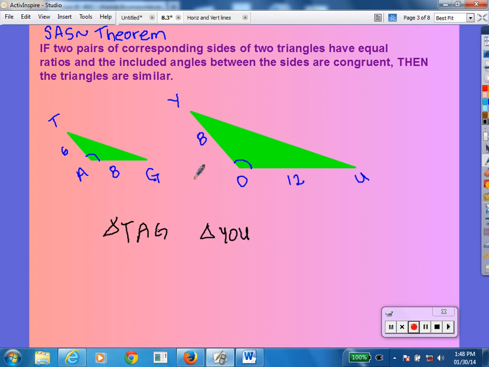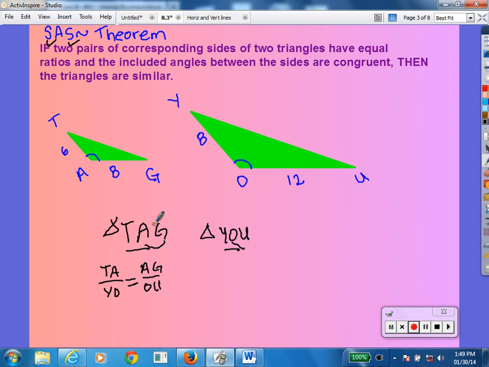Okay, so it says if two pairs of corresponding sides of two triangles have equal ratios, so TA and YO, TA over YO should equal AG and OU, AG and OU. That should be a true statement, and that'll give me the side and the side part of my side-angle-side similarity. So that's AG and OU.